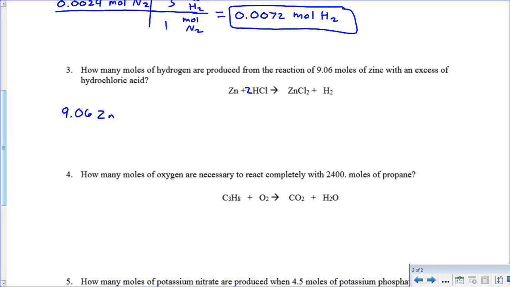The excess hydrochloric acid is just indicating that we have enough hydrochloric acid to react with all of the zinc. So you can kind of ignore that in terms of the actual process for solving the problem. It just means that we have enough hydrochloric acid. So 9.06 moles of zinc, and we're getting out of moles of zinc, and we're trying to get into moles of hydrogen.